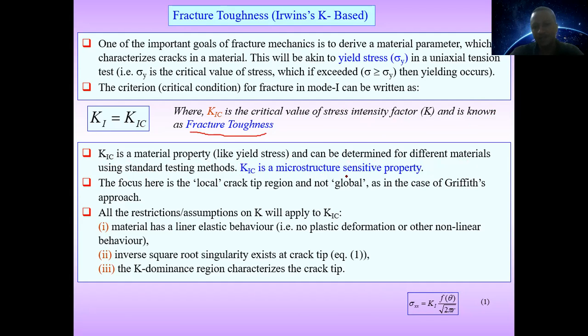K1C is a microstructure-sensitive property. The focus here is on local crack tip regions and not global. As in the case of Griffith's approach, all the restrictions or assumptions on K will apply to K1C. That is, materials show linear elastic behavior, which means no plastic deformation or other non-linear behaviors. An inverse square root singularity exists at the crack tip, and the K-dominant region characterizes the crack effect. So sigma xx is equal to K1 over square root of 2 pi r times f of theta.